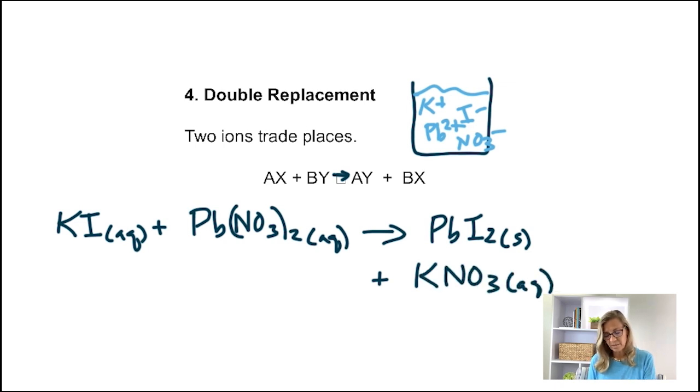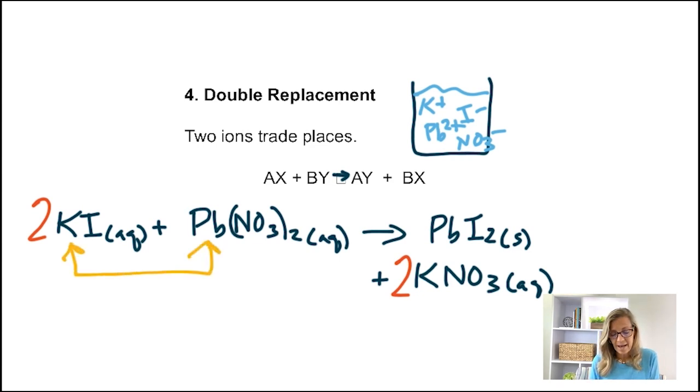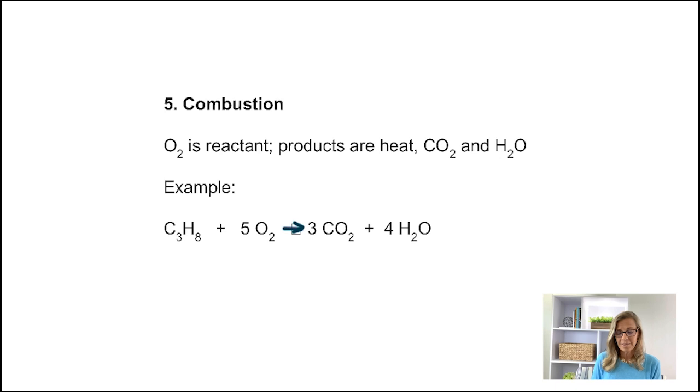Okay, so to balance this guy, I'm going to do a 2 and a 2 there. All right, so that is a double replacement. And so look at what happened here. The lead and the potassium switched places. That's double replacement. The last type is one that I know you've all seen.